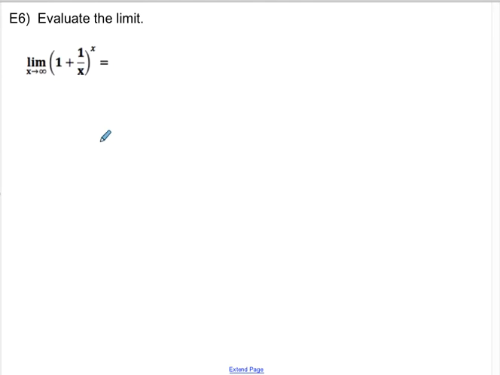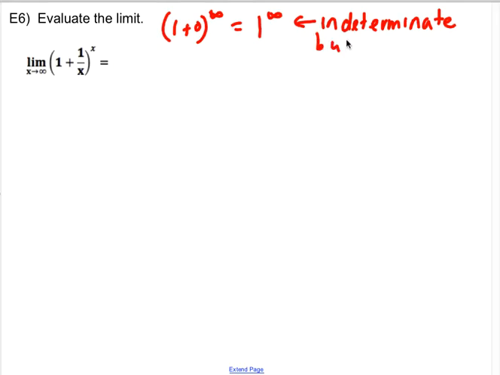All right, cool. So now we're going to go ahead and do one of the ones that's a little bit different. So if we plug in this infinity, I get 1 plus 0 raised to the infinity, which is a 1 to the infinity. This is an indeterminate form, but I need to rewrite it. So this is a trickier problem, and I think this is harder than you'll likely see on the AP, but we're going to walk through how to do it.